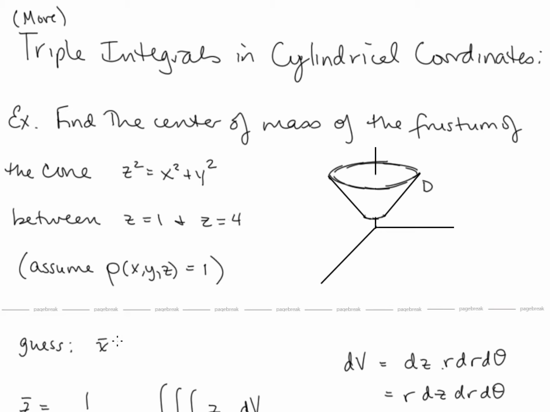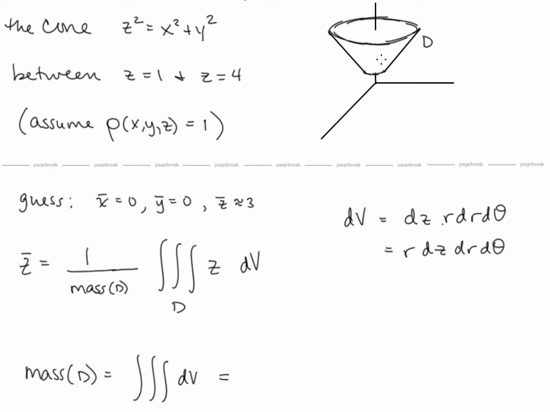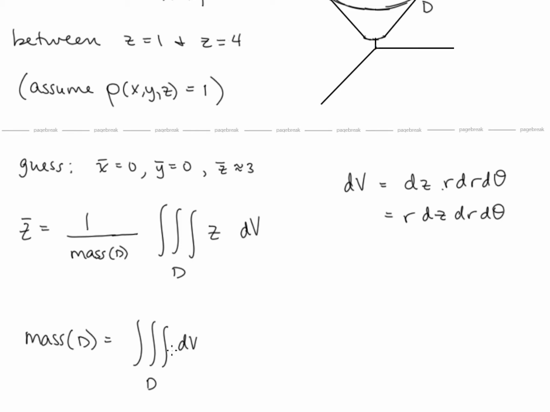So our guess is that x bar is equal to 0, y bar is equal to 0, and we're pretty confident about that, so I'm using an equal sign here, and that z bar is approximately 3. And now let's see what we get by making the computation. So we're calling this solid, this region in three-dimensional space, D. So z bar is equal to 1 over the mass of D multiplied by the triple integral over D of z times the density function, which we're saying here is just 1. And the mass of D is equal to the triple integral of just the density function, or just the function 1. So let's start with the mass computation.